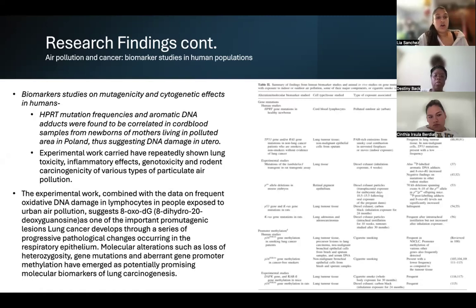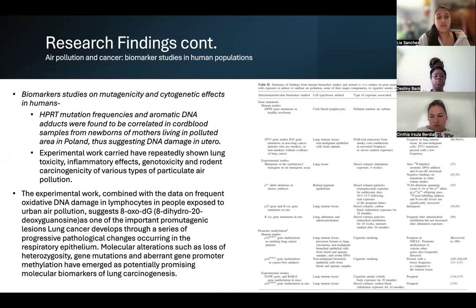Biomarker studies on mutagenicity and cytogenetic effects in humans. The HPRT mutation frequencies and aromatic DNA adducts were found to be correlated in cord blood samples from newborns of mothers living in polluted areas in Poland, thus suggesting DNA damage in utero.